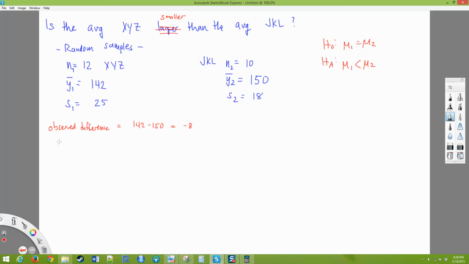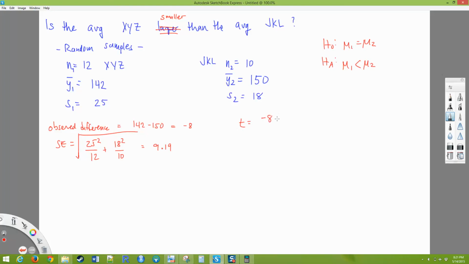Okay. Our standard error would be the square root of 25 squared over 12 plus 18 squared over 10. I'm getting 9.19. Is that what we got? So far, so good. Okay, so our test statistic T would be -8.